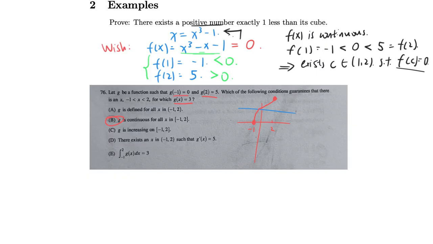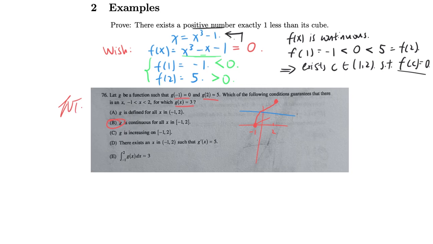You could easily rebut all the other ones. For example, g is defined for all x. That is certainly not sufficient, because it could literally be something like this, and then you have a removable discontinuity, or if it's just increasing, we could go something like this and suddenly do a jump. So there are a lot of ways to think about eliminating the other ones, but it's very immediately obvious that this is about the intermediate value theorem.